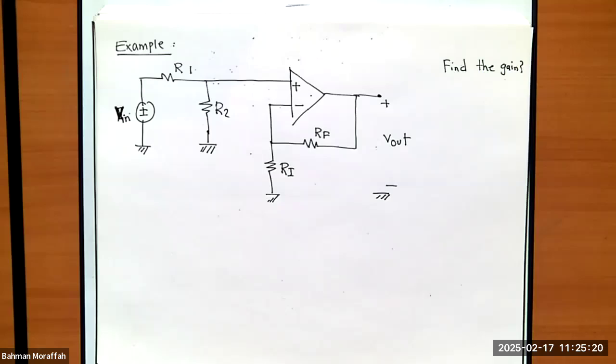Again, this is an ideal op amp. So we know golden rules hold if this is a negative feedback. It is a negative feedback because we're going from the output to the negative terminal. Right?